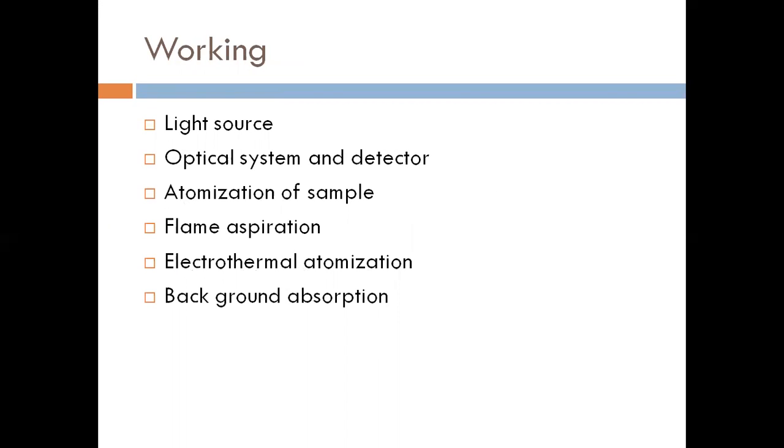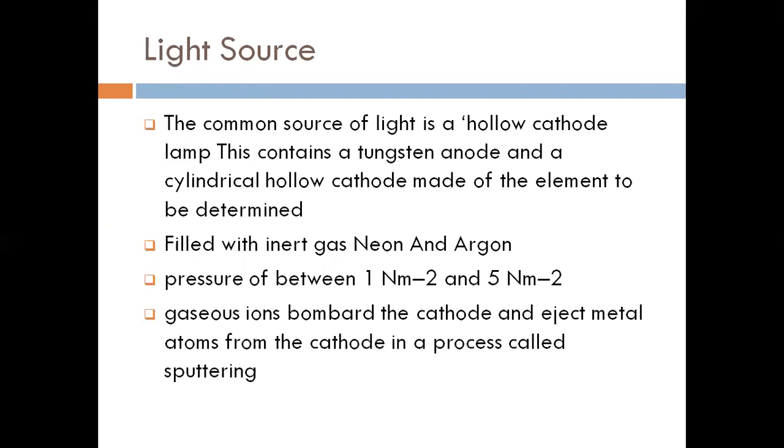So next, I will explain the working of the components of AAS, in which light source, optical system and detector, atomization of sample, flame aspiration, electrothermal atomization, and background absorption. The common light source is a hollow cathode lamp.